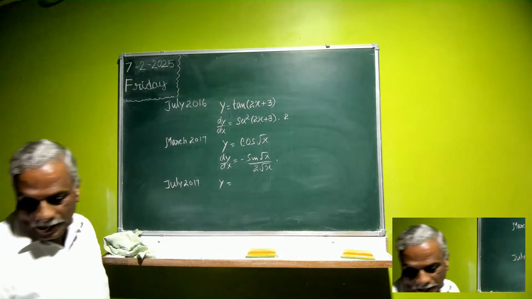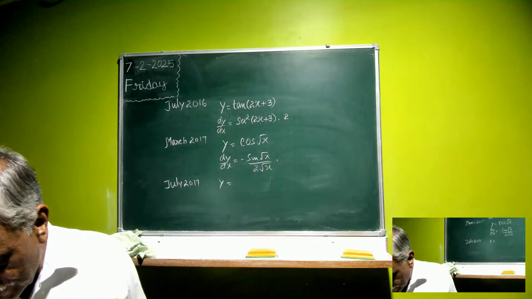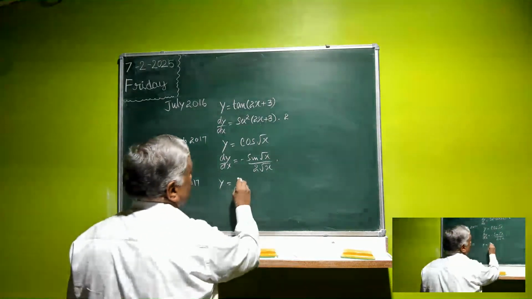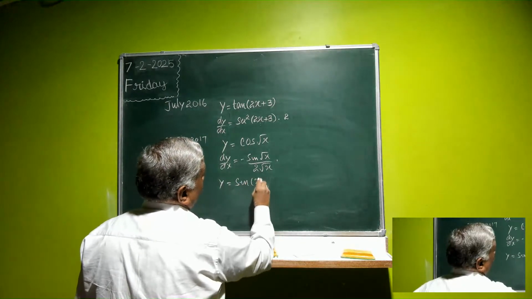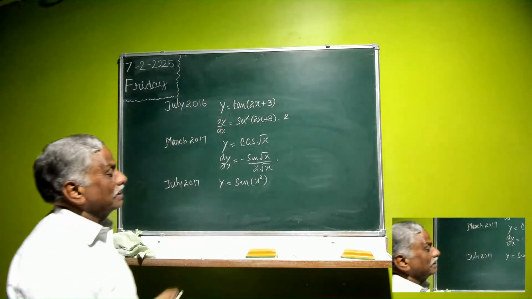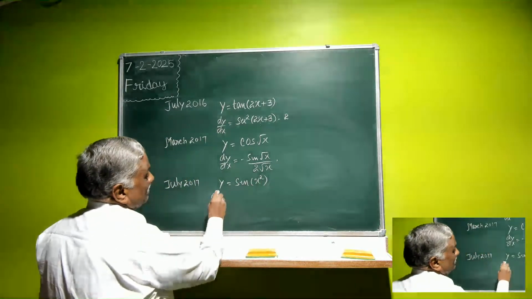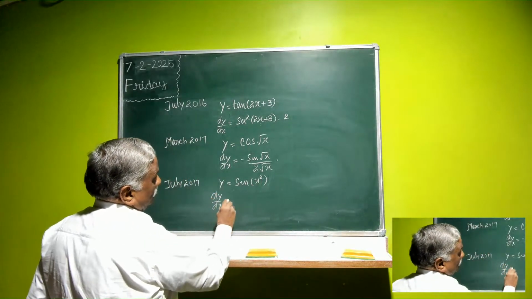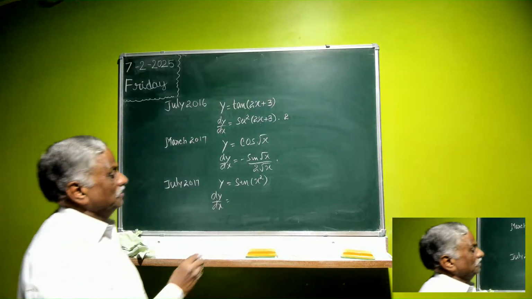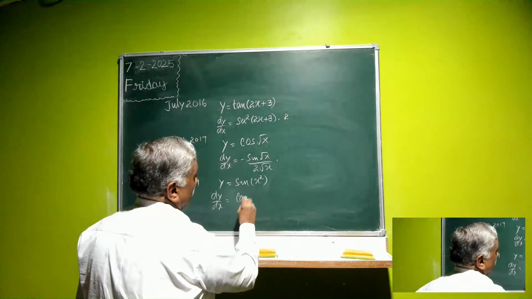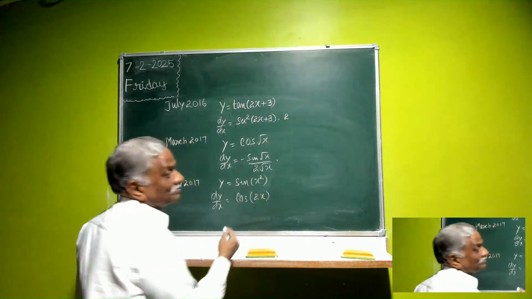Y is equal to sin x square. So you always get a problem of chain rule for 1 mark. So dy by dx is equal to, first we differentiate sin, we get cos, and x square is 2x.